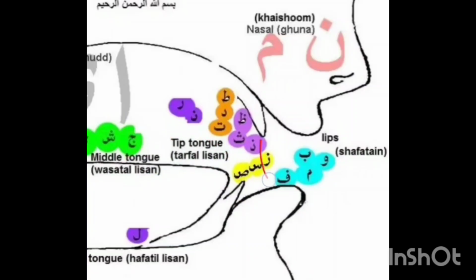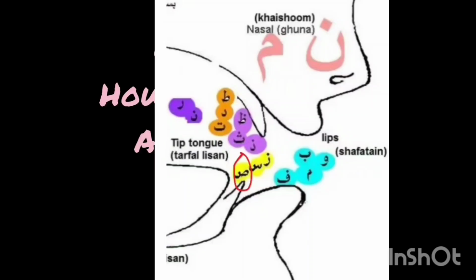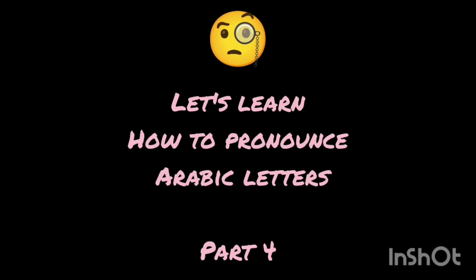Let's try them one by one. Let's start with the first letter. Repeat after me. Zay, zay, zay. Now the second letter. Sin, sin, sin. Now the last letter. Sad, sad, sad. Let's learn how to pronounce Arabic letters part 4.